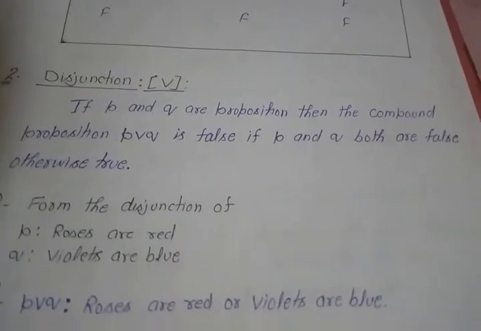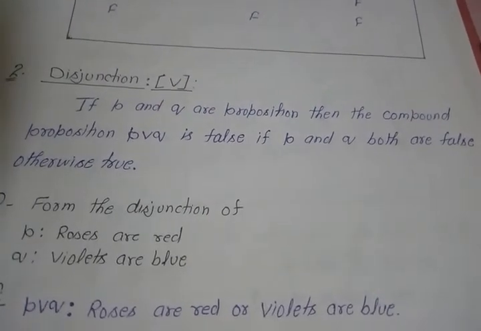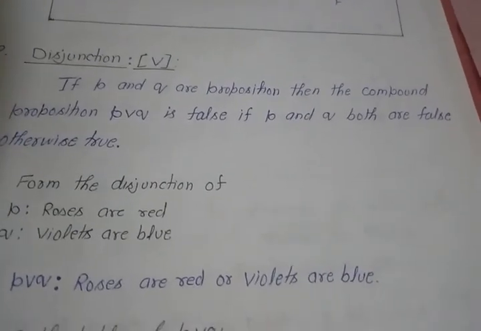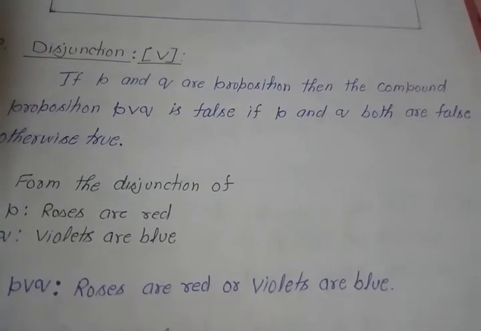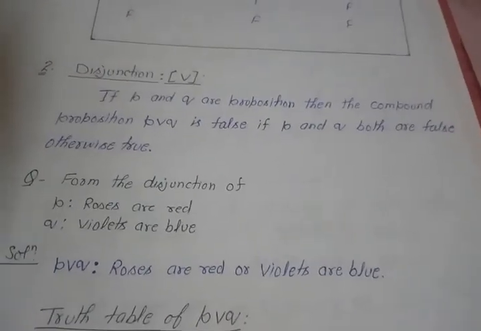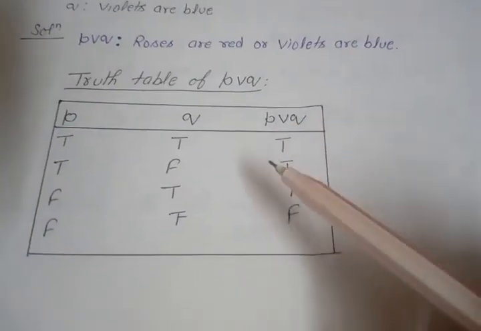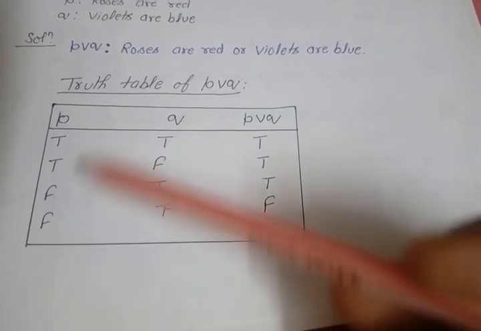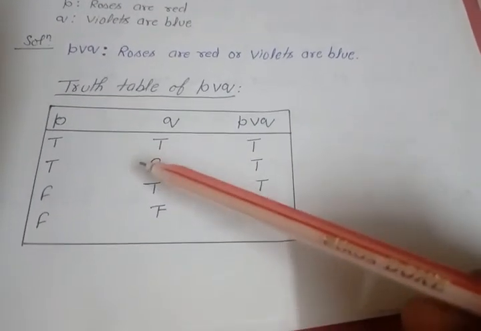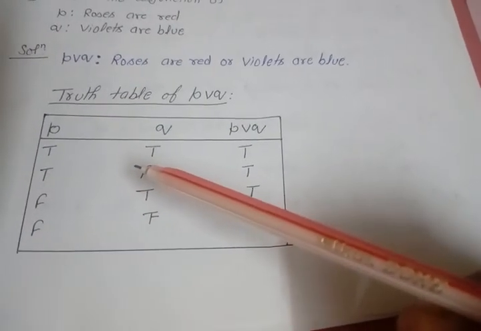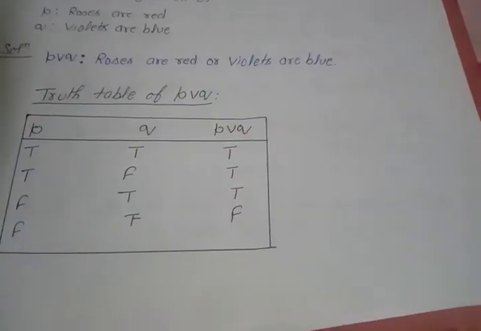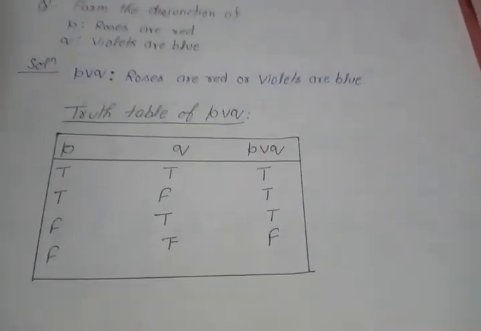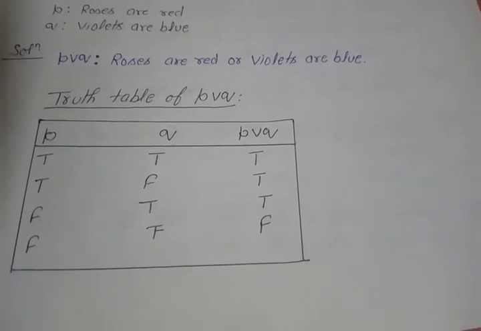Now the next connective is disjunction. The disjunction property is defined as follows: if P and Q are propositions, then the compound proposition P or Q is false if P and Q both are false, otherwise true. Here one thing to note is that if there are two propositions, then the number of possible cases is 2 to the power 2, which is equal to 4. So there are 4 possibilities with two propositions. In conjunction, we have studied that if both P and Q are true, then it is true, but in disjunction, if both P and Q are false, then it is false, otherwise it is true in all cases.